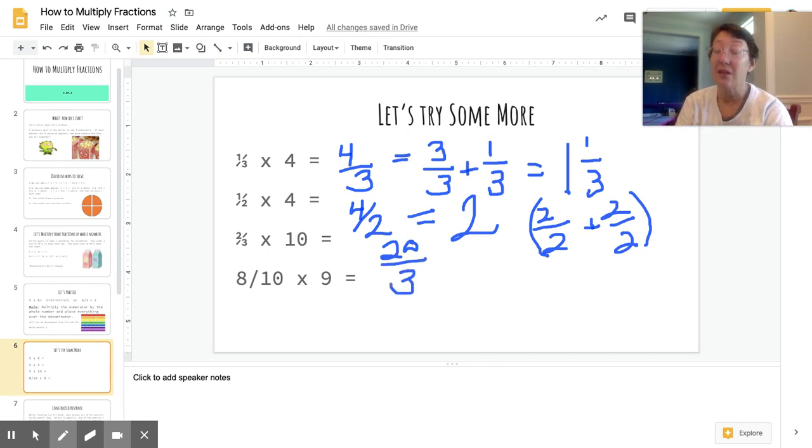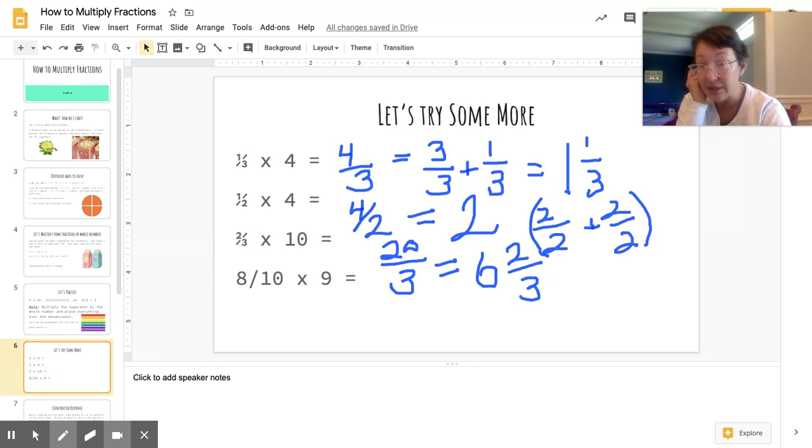Yikes, that's a lot. So you can decompose that to 3/3 plus 3/3 plus 3/3 plus 3/3 to get the whole number. Or you could just say, well, 20 divided by 3, I know that I can get really close. So 6 times 3 is 18. That gets me really close to 20. And I have 2 left over and 2/3. So the answer to that problem would be 6 and 2/3.